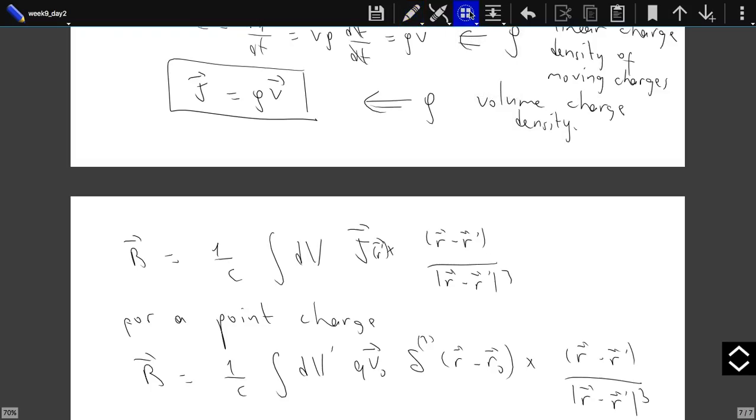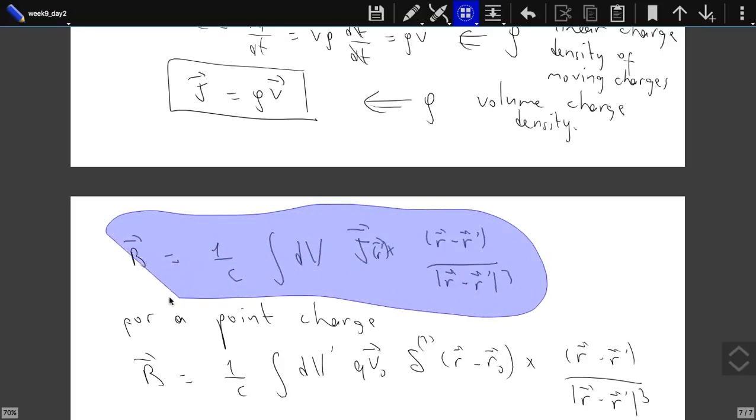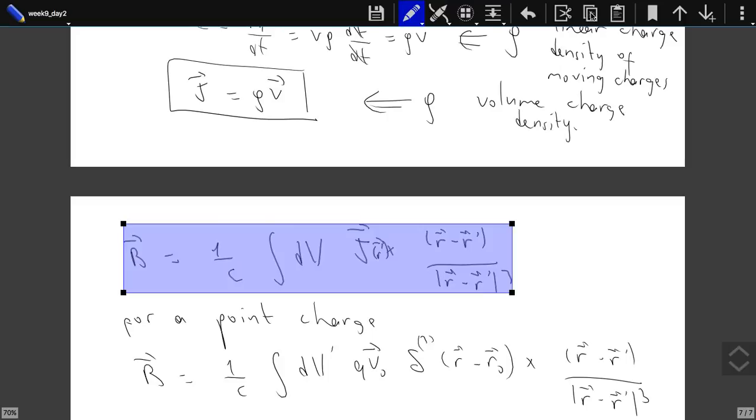Now, let's play with this expression a bit, just like we did in the electric field case.